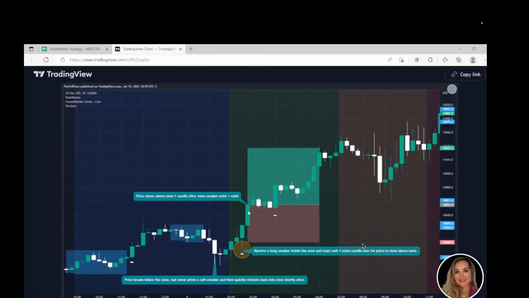You do get another sneaker that prints here. You do not take another long here. You would just ignore this sneaker. Your entry was back here. You would only take a second long if another consolidation zone had printed, if one of these had printed somewhere in between. Otherwise, do not stack your trades in the same position based off of the same consolidation zone.